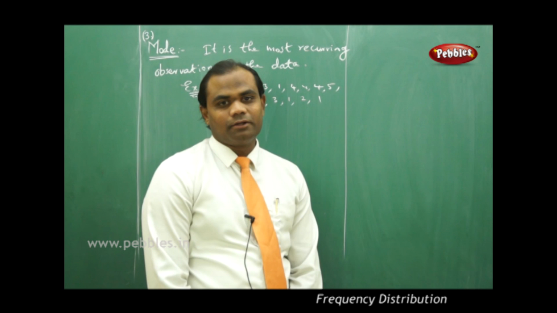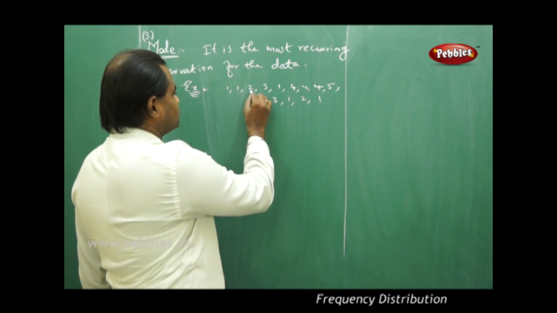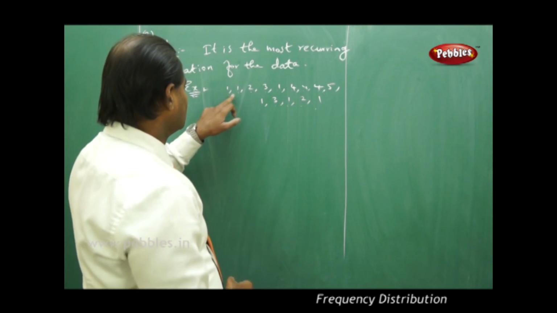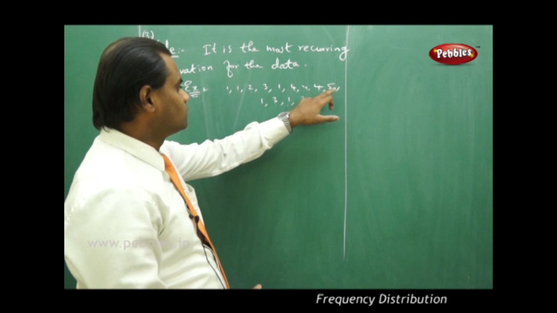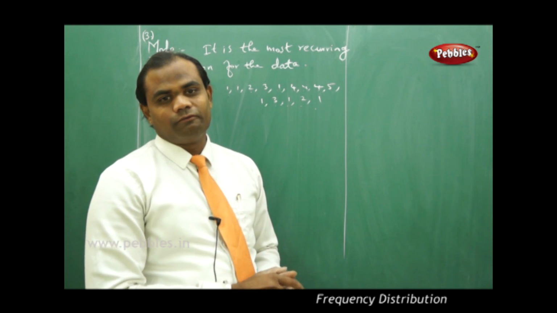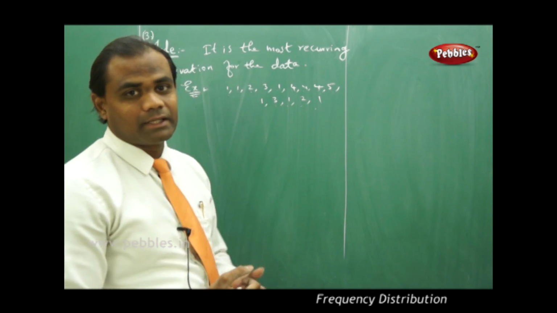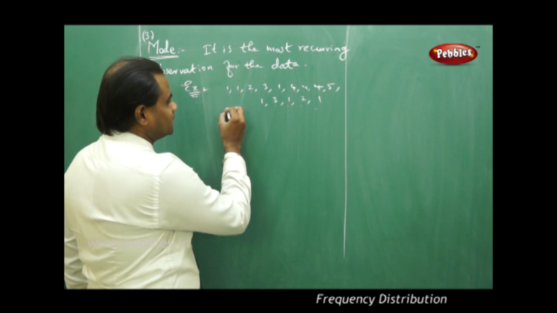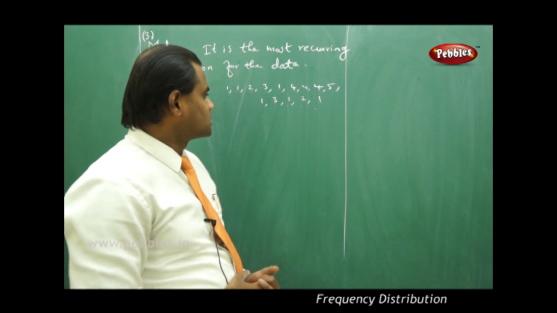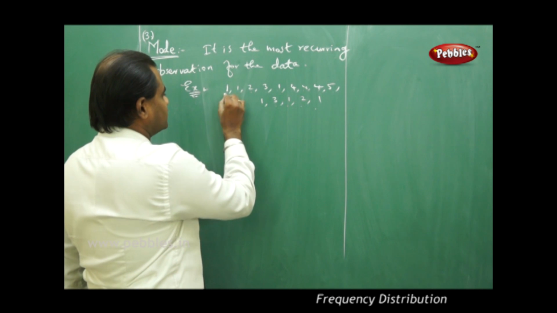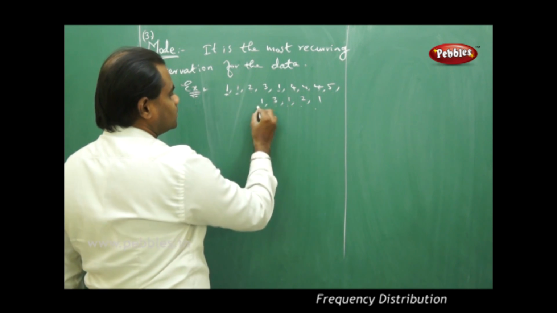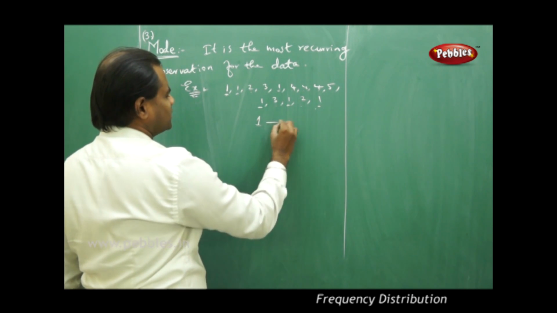Now in this case there are different observations. Totally I have 14 observations: 1, 1, 2, 3, 1, 4, 4, 4, 5, 1, 3, 1, 2, 1. With these observations, I want to know which is the most recurring value in the entire data. Let me take 1. I clearly identify that 1 is occurring most. Let's see how many times 1 repeats: 1, 2, 3, 4, 5, 6. So 1 repeats 6 times.